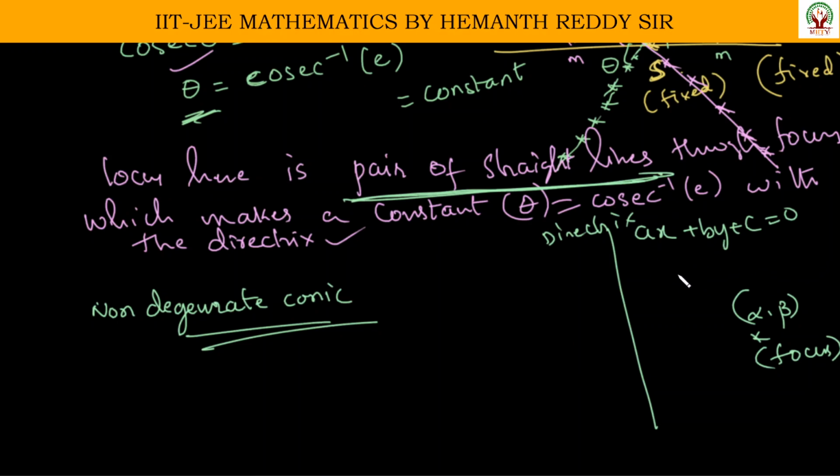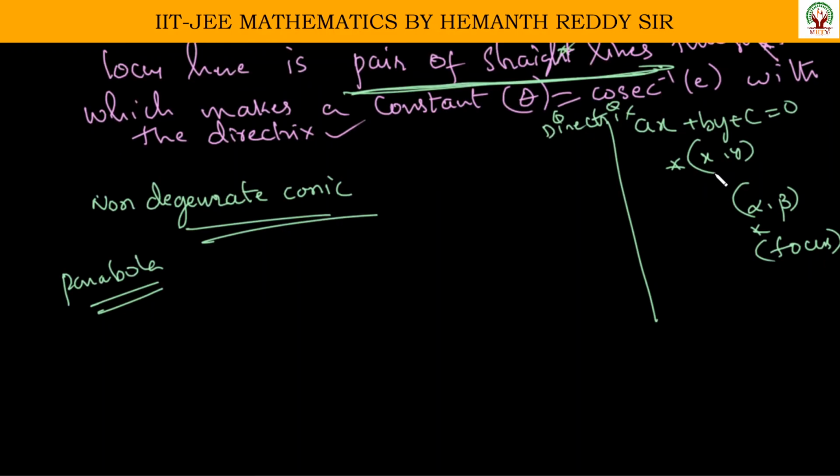Now, what is the equation of a general parabola which satisfies this? This will come like an oblique parabola. We'll discuss a lot about such things in the coming days, because this is a very, very interesting chapter. So ax plus by plus c equal to 0 is the directrix, and alpha comma beta is the focus here. Now I want the equation of the parabola whose focus is alpha comma beta and directrix is ax plus by plus c equal to 0.